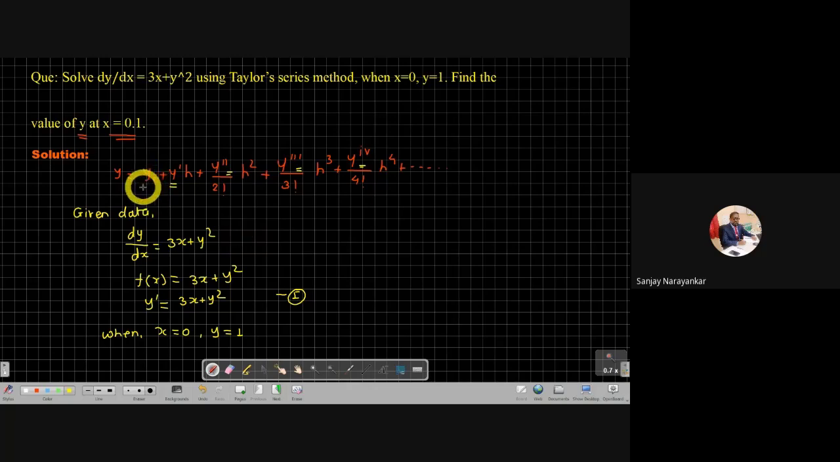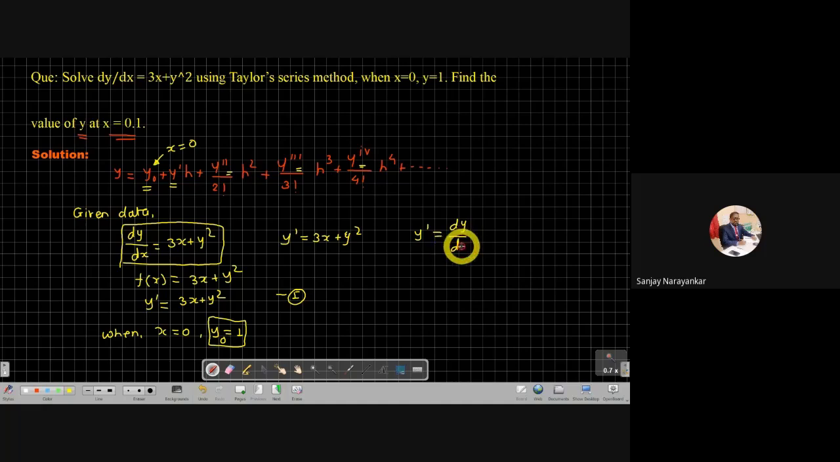Otherwise, y0, that means at x is equal to 0, the y value is already given. So we can use this as the y0 value, right? So this is the y0 value. Then what is the next, the y dash value? The y dash value is nothing but the function which is already given in the problem statement, right? The same equation can be written in some cases as y dash is equal to 3x plus y square. Don't get confused, because y dash itself represents dy by dx. It's a first derivative function, right?